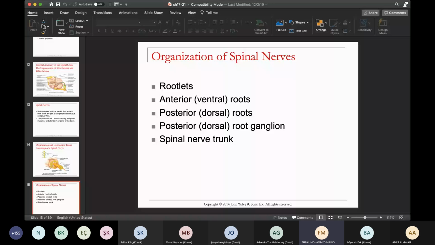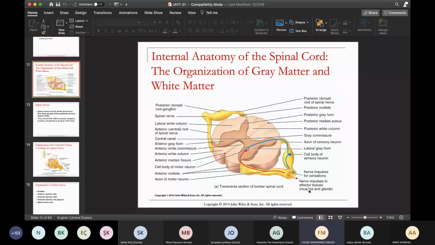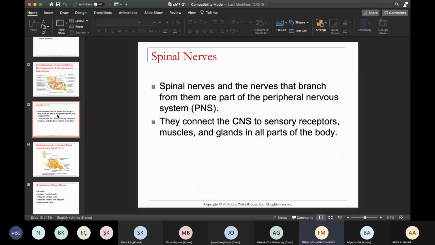Okay, and again, what is that ganglion? Essentially, ganglia are the cell bodies of the nerve that's outside the spinal cord. So again, over here we're talking about the cell bodies of the sensory neurons. That's all that is. Relatively simple.